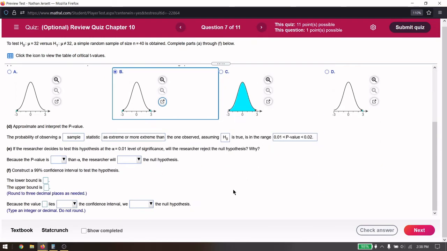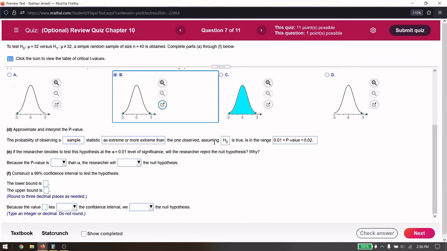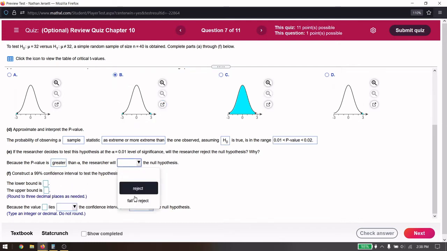So if the researcher decides to test the hypothesis at 0.01 instead of the... we don't have it yet. That was the first time we talked about alpha. Will the researcher reject the null hypothesis, and why? Well, the p-value is between 0.01 and 0.02. And the level of significance is 0.01. The p-value has to be less than the level of significance to reject the null hypothesis. In this case, the p-value is greater than alpha, so we fail to reject, or we do not reject.